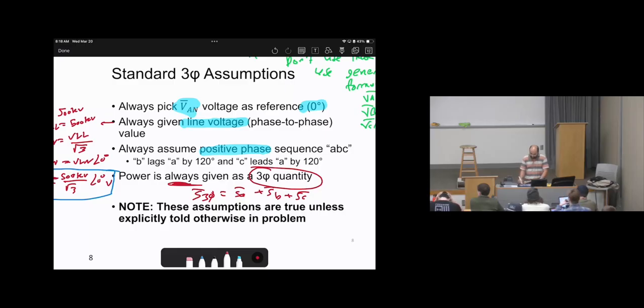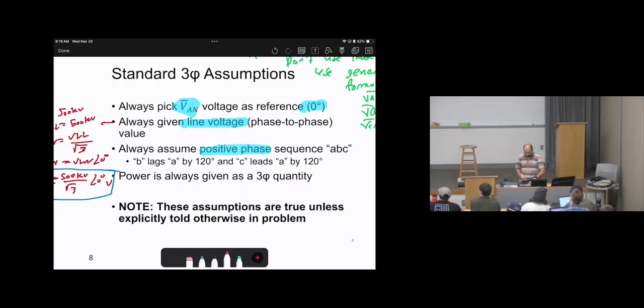Again, these assumptions are always true unless you've been told something different in the problem. So the default for any system or any voltage given is line to line, unless it's told you it's line to neutral. The default is three-phase quantity power and positive sequence, unless you've been told something else. Any questions?